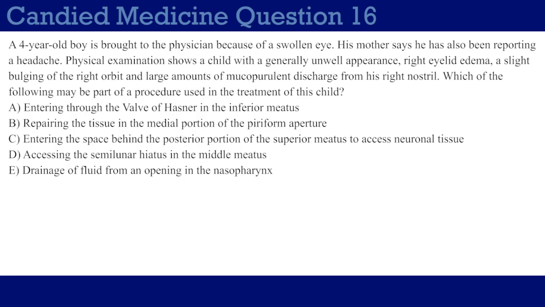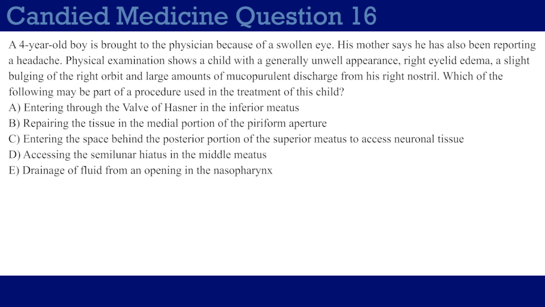A 4-year-old boy is brought to the physician because of a swollen eye. His mother says he's also been reporting a headache. Physical examination shows a child with a generally unwell appearance, right eyelid edema, a slight bulging of the right orbit, and large amounts of mucopurulent discharge from his right nostril. Which of the following may be part of a procedure used in the treatment of this child?